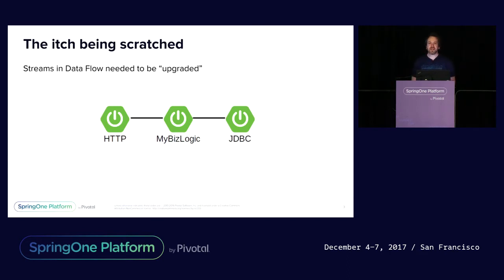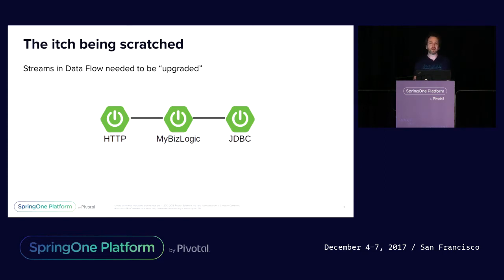The problem we needed to solve in Data Flow was that we have apps deployed on Cloud Foundry and Kubernetes and elsewhere, which look like this. There are Boot apps connected through messaging middleware. It's very common that you'll use one of our prepackaged applications to consume data from an HTTP endpoint that gets published to a message bus. Then you do some custom business logic. And then, after doing that, you want to write this stream of events into JDBC.